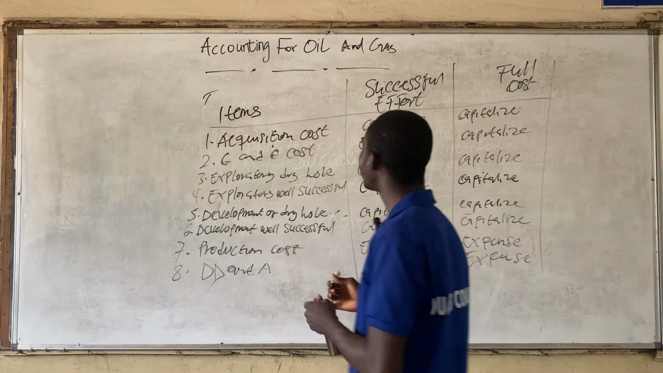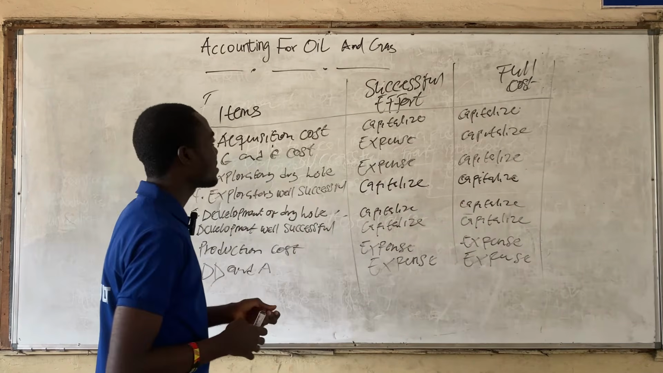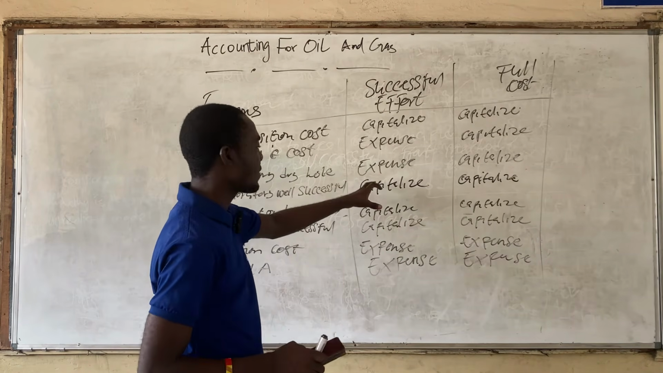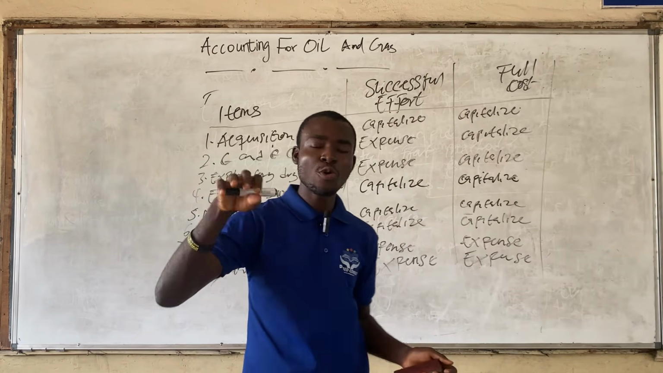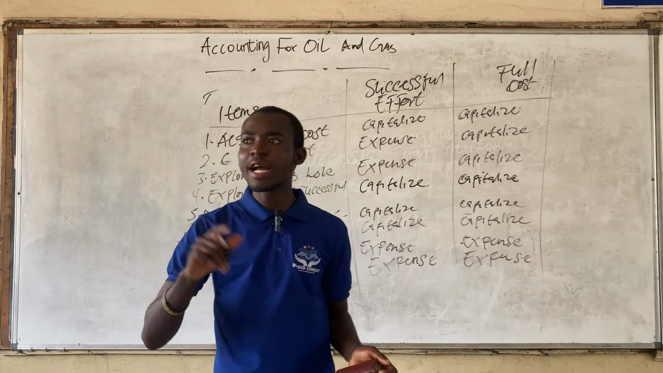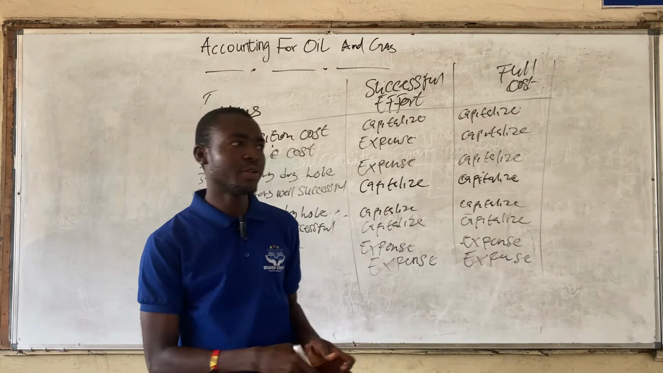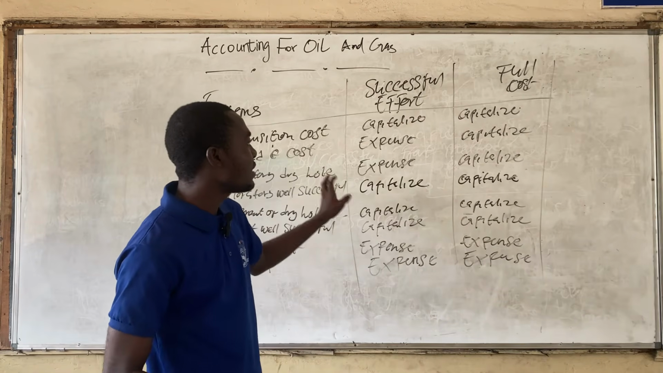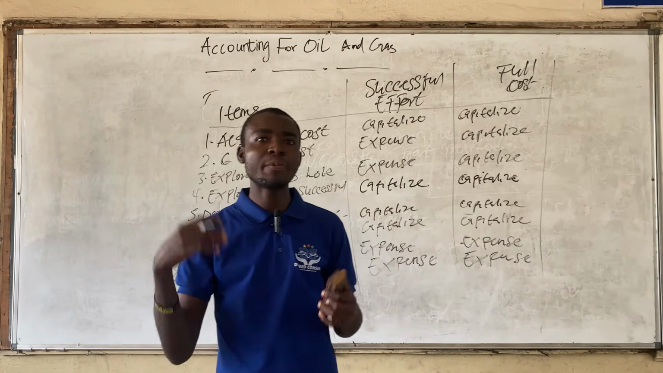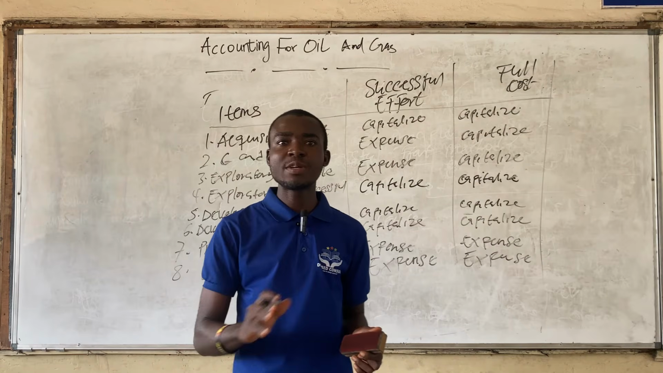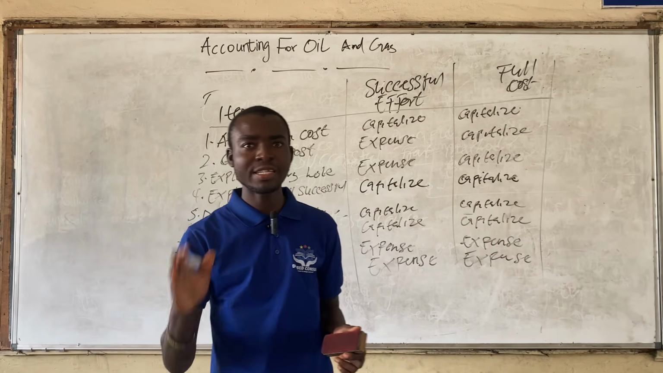In conclusion, all items that will be treated as an expense will be recorded in the income statement, that's the profit and loss account. And then all items that have been capitalized will be treated when preparing the statement of financial position, or balance sheet statement.